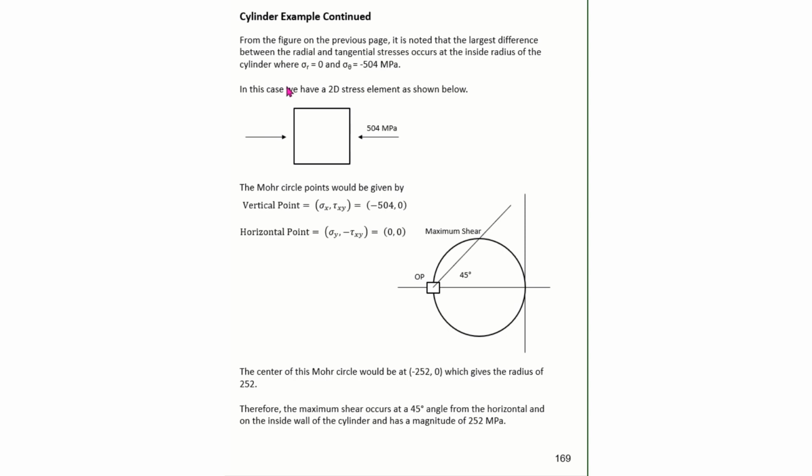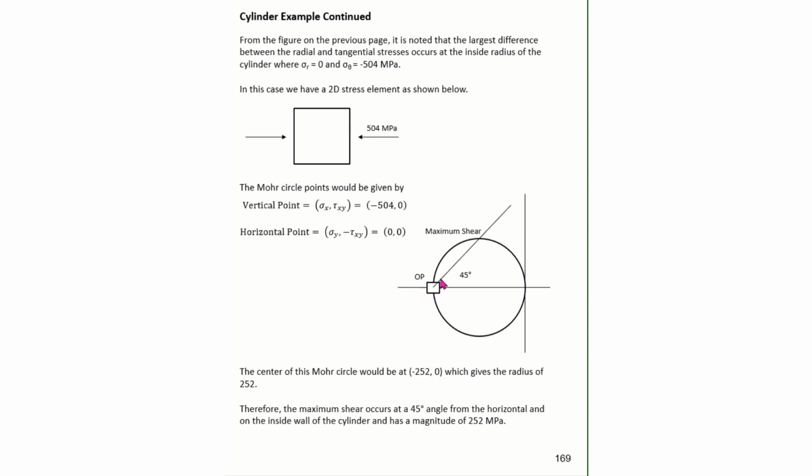So what I have is this stress element, and I need to find out the maximum shear for that stress element. So I come down and I take my vertical point, and I get minus 504, 0, because I have a minus 504 here, and the shear stress is 0. My horizontal point is sigma y, which is 0, comma tau xy, which is 0. So I plot my vertical point and my horizontal point. This becomes my origin of planes, my OP.